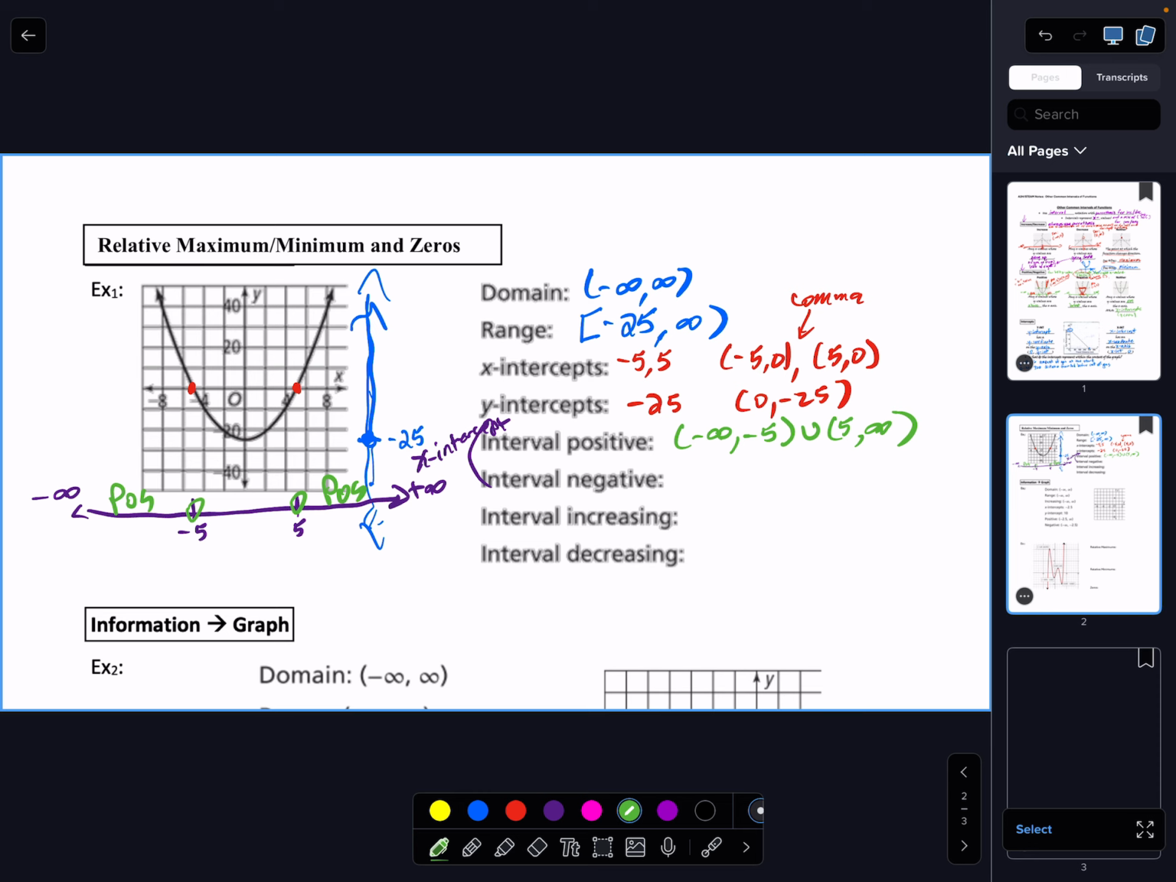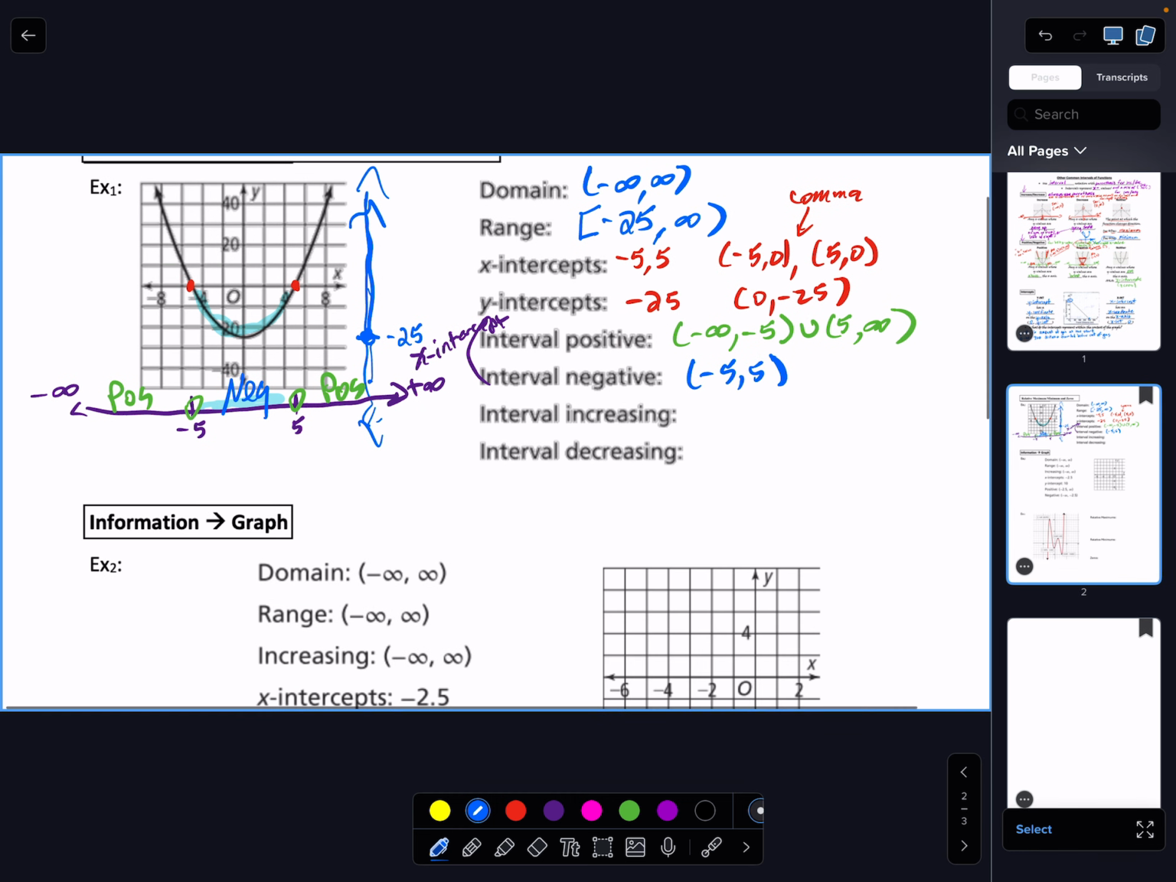The interval where it is negative is right in here. So this is the interval where it is negative. Because for those x values, the function is below. So it's all these x values between -5 and 5. So -5 to 5 is where this is negative. The process for increasing and decreasing. So for those, increasing, decreasing, again, we use the far left x and the far right, just as we did for positive and negative, but it is the x-coordinate of relative max or mins.